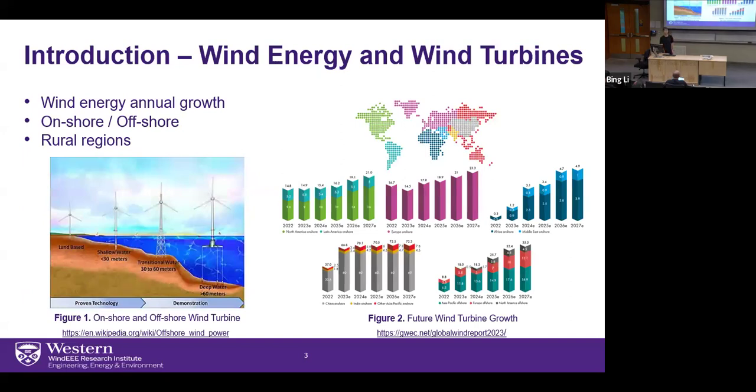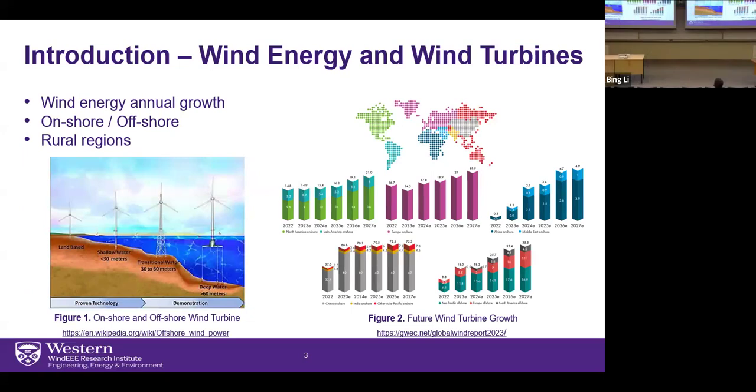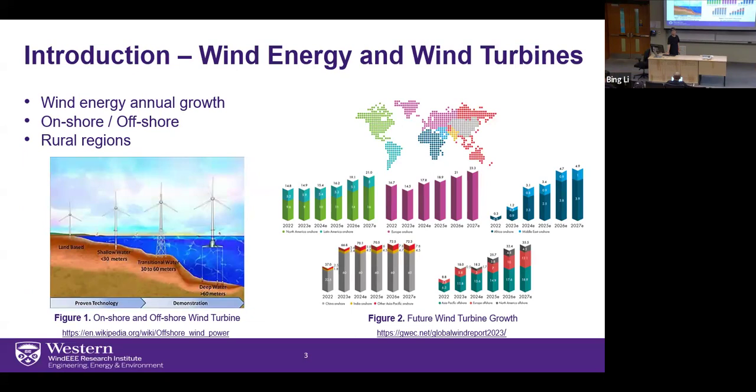Wind energy has been growing rapidly throughout the years, and usually wind turbines are used to harvest that energy, and there are usually 2 types of wind turbines, onshore and offshore. In my research, we only focus on onshore wind turbines. And those wind turbines are usually located in rural regions. That means they're easily exposed to high intensity wind events. And one of those events could be tornadoes.